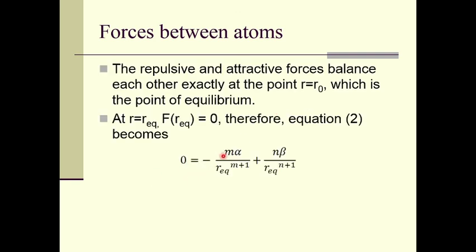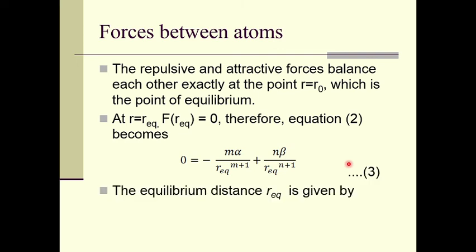So 0 is equal to minus m alpha upon r equilibrium raised to m plus 1 plus n beta upon r equilibrium raised to n plus 1. Let us call it equation number 3. In order to calculate the equilibrium distance r equilibrium, we can rearrange the terms. If I take this term to the other side, it becomes positive, and r equilibrium raised to m plus 1 upon r equilibrium raised to n plus 1 will be equal to n beta upon m alpha.